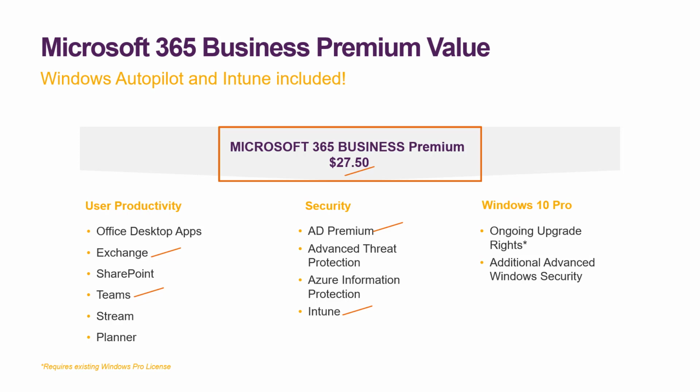So AD Premium and Intune is what you need for what Mosen has showcased today. In addition, you get Azure Information Protection, Advanced Threat Protection, and your Windows 10 Pro upgrade as part of it. It is quite a good bundle.